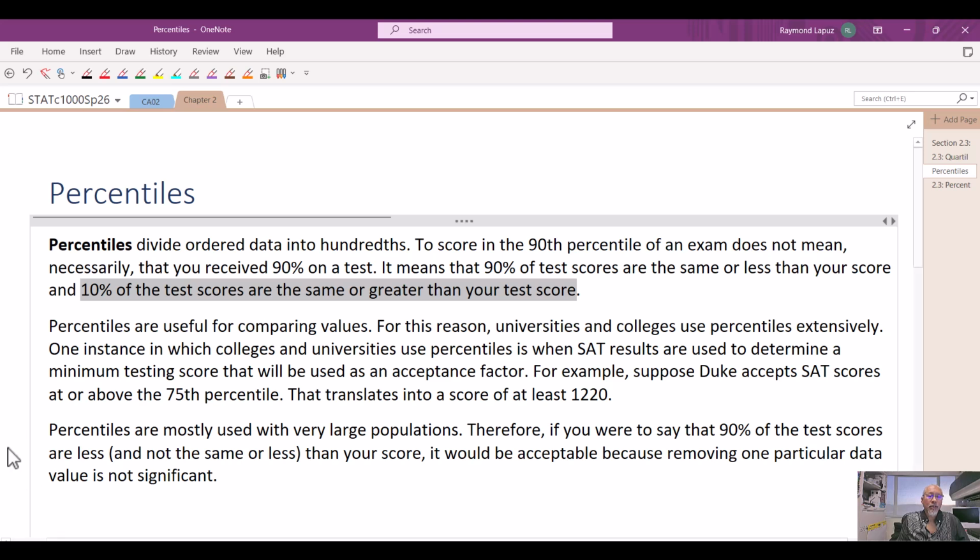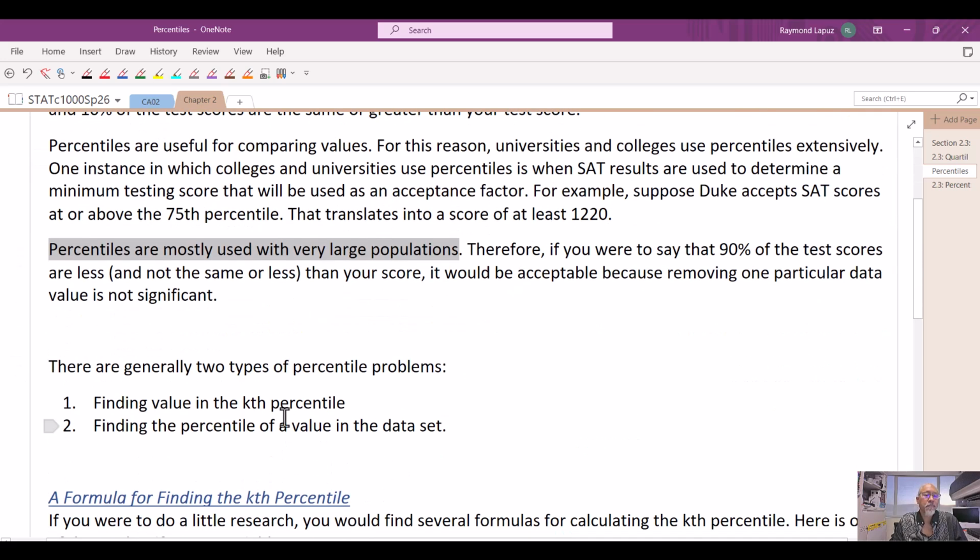And percentiles are usually used with large amounts of data. We're just going to practice percentiles with small amounts of data, but in general we use large amounts of data, and that's when it becomes a lot more meaningful. But we're just practicing, so let's take a look at it.